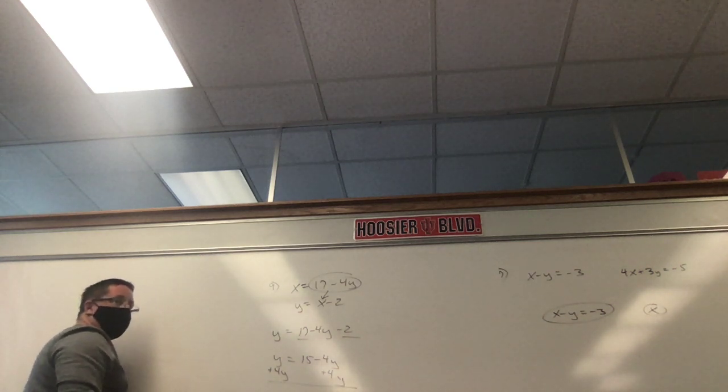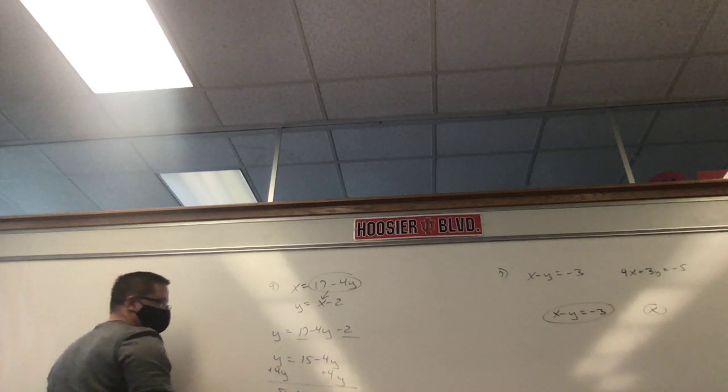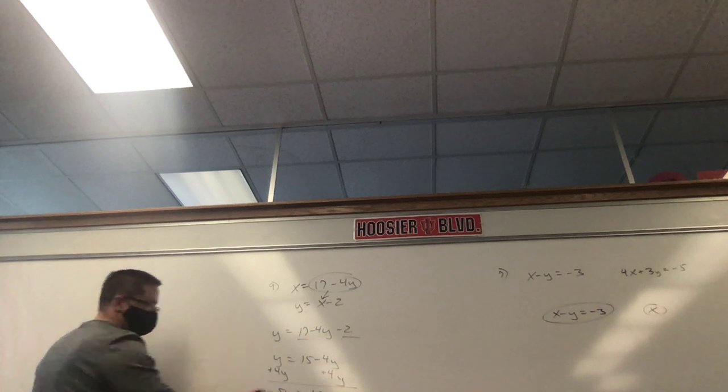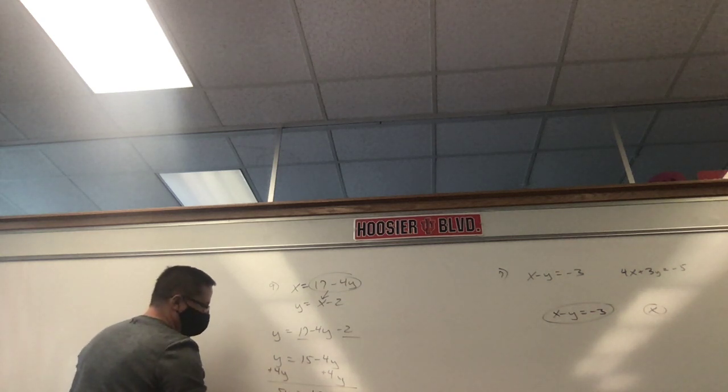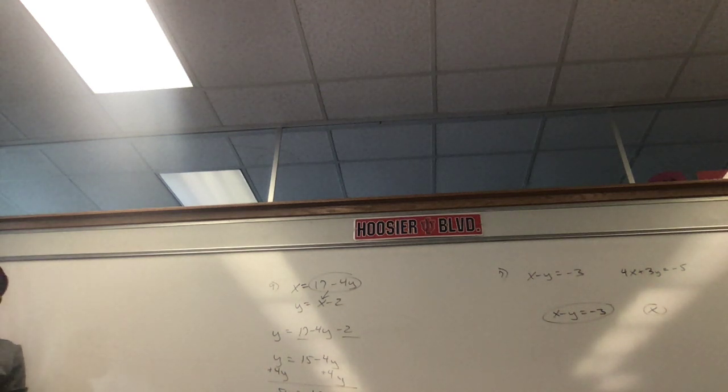So y and 4y is 5y equals 15. Now what? Divide by 5. Y equals 15 divided by 5, which is 3. Are we done? Yes, we're totally done, because y is by itself. Okay, I'm glad. I want to make sure. We talked about this a half hour ago.